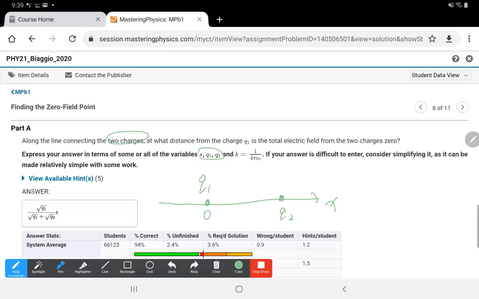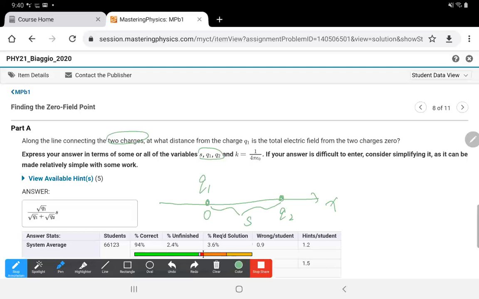And let me see, what's the separation? The separation is S. This is S, and this is the separation. And we are looking for a point where the electric field is equal to 0.